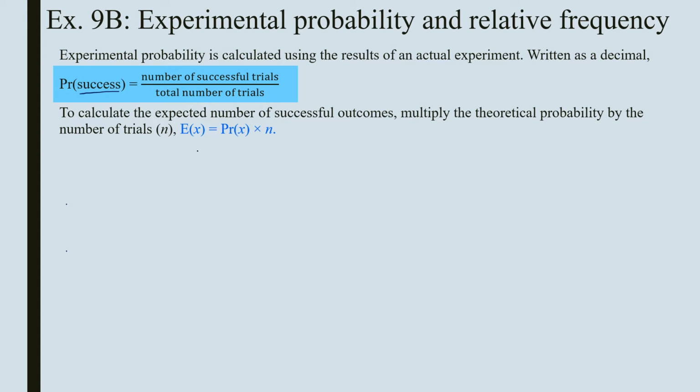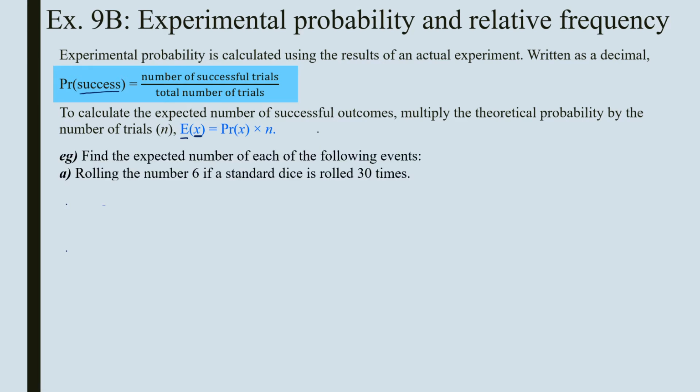To then calculate the expected number of successful outcomes, so capital E of X, the expected number of successful outcomes, which we call X, we multiply the theoretical probability by the number of trials. So let's give an example a go. We're going to find the expected number of each of the following events.